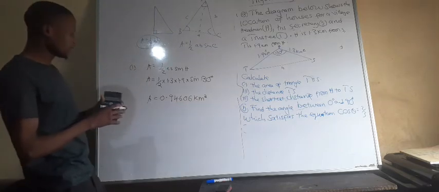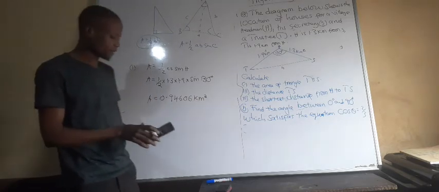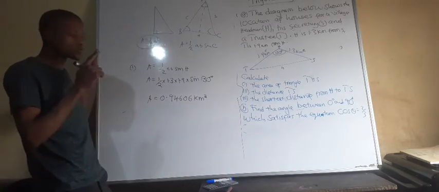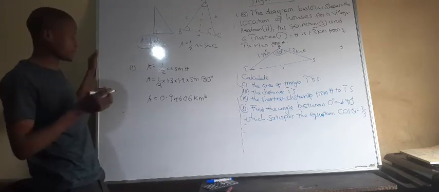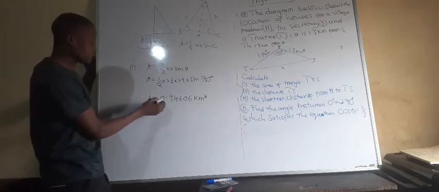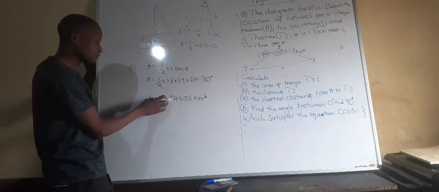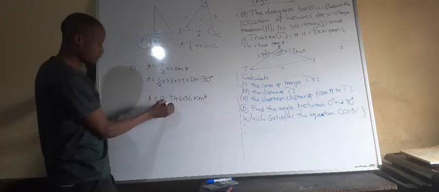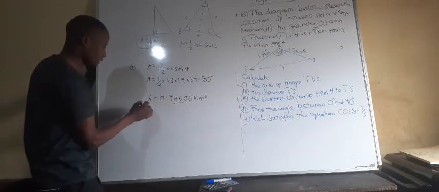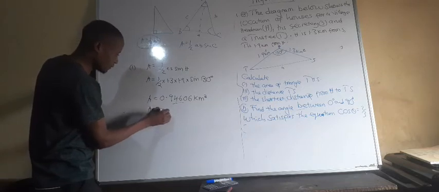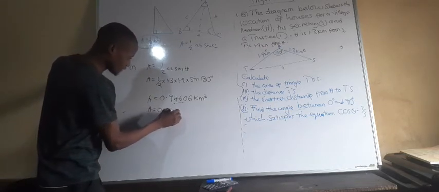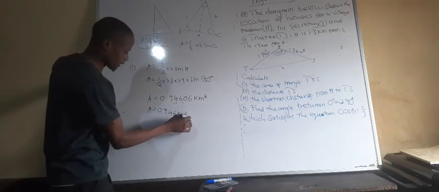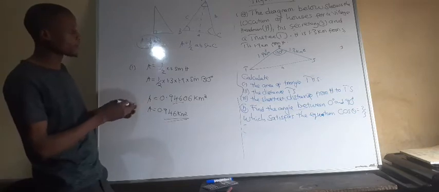Now the answer, according to the standard of Zambian exams, must be expressed in 3 significant figures. You need to know which ones are 3 significant figures. Zeros at the front of numbers which contain a decimal are not significant. So this is not important, so we count from there: 1, 2, 3. So the area is 0.946. We can't add the 1 because that's a 0. So 0.946 kilometers squared is the area for the first question.